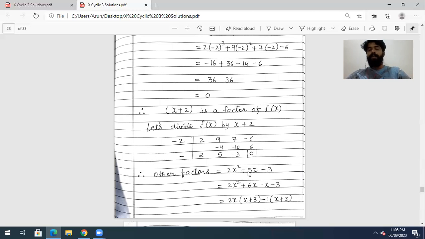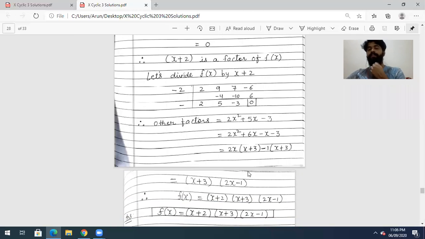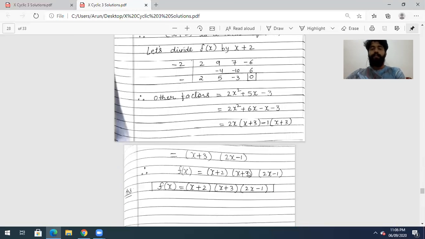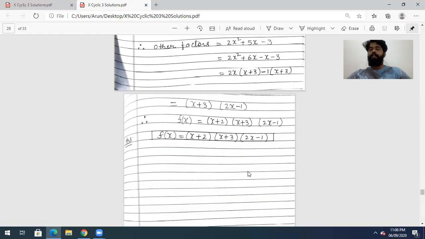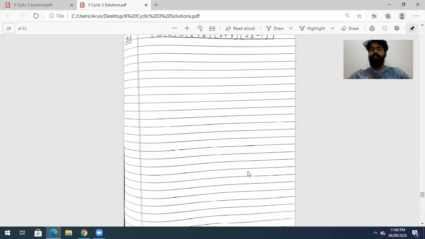So 2x square plus 6x minus x minus 3. Take 2x common, 2x into x plus 3, minus 1 common into x plus 3. We have x plus 3 into 2x minus 1. Therefore, f of x is equal to x plus 2 into x plus 3 into 2x minus 1. These are the three factors of f of x. I hope you understood, students.